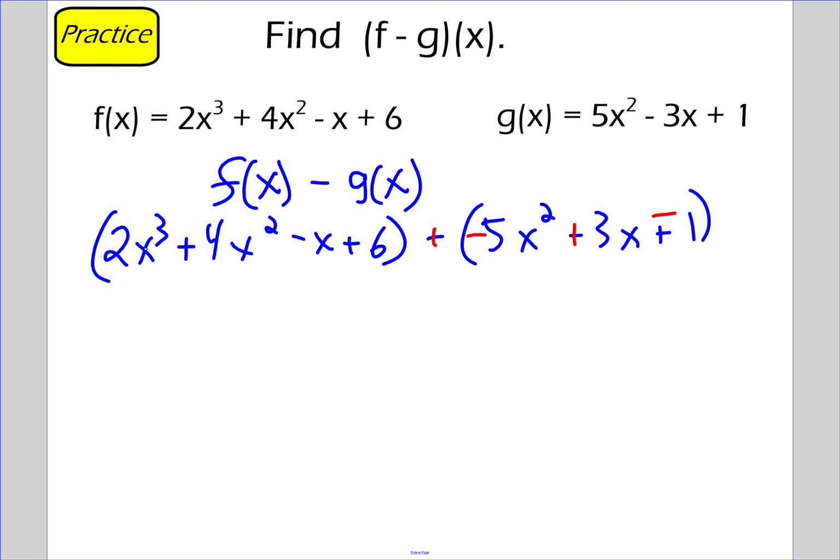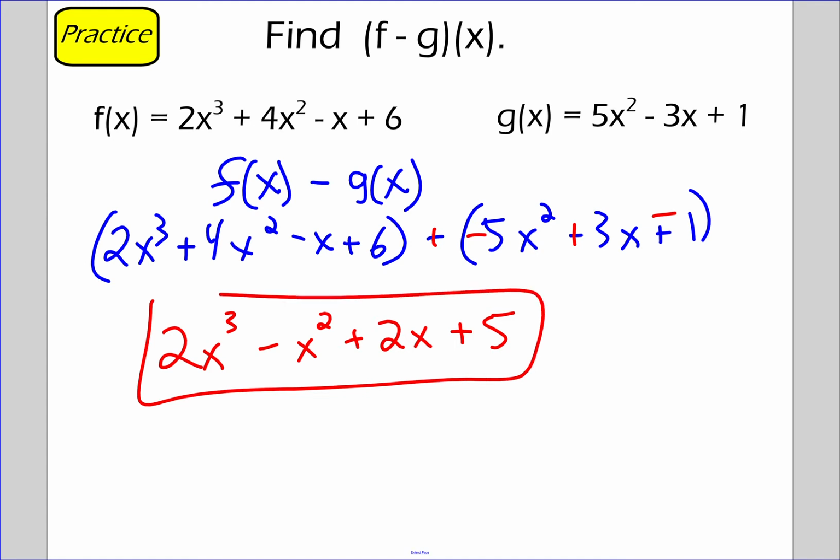So now we've got 2x cubed minus nothing, so that's 2x cubed. 4x squared minus 5x squared is negative x squared. Negative x plus 3x gives me plus 2x, and 6 minus 1 gives me plus 5. So just like dealing with regular numeric expressions, when we're subtracting, we can think about adding a negative. Same thing: I took a cubic, subtracted a quadratic, and it stayed a cubic. But I'm adding and subtracting polynomials and getting polynomials.